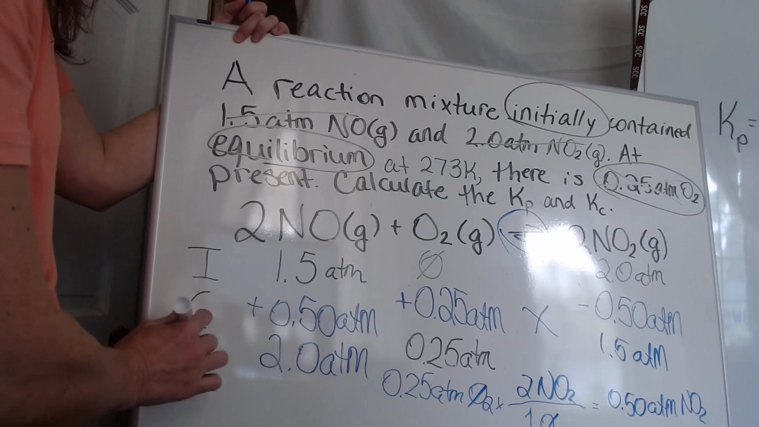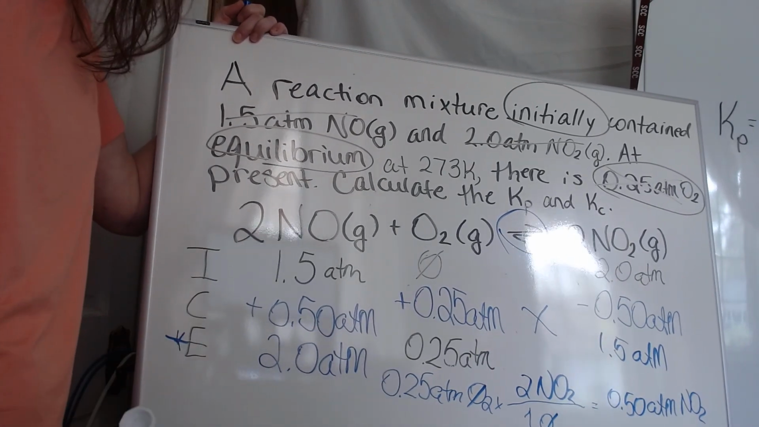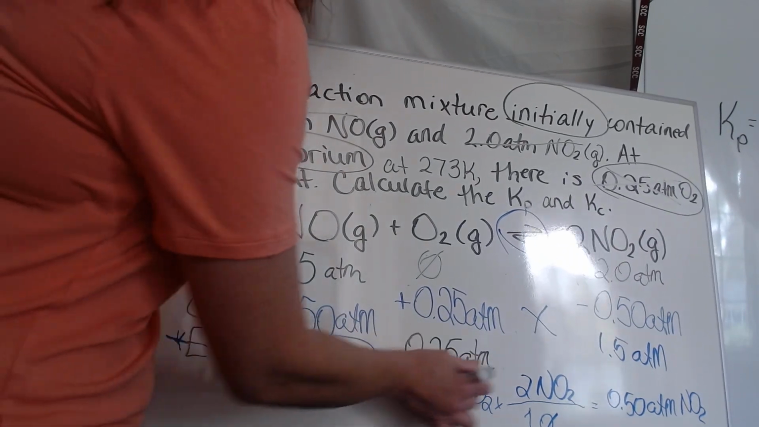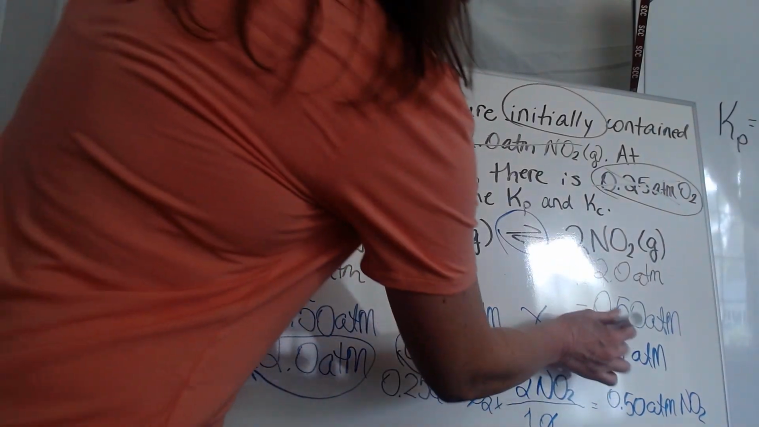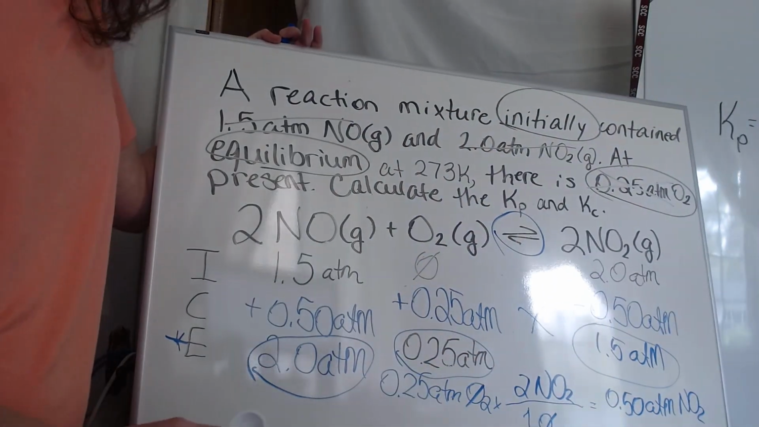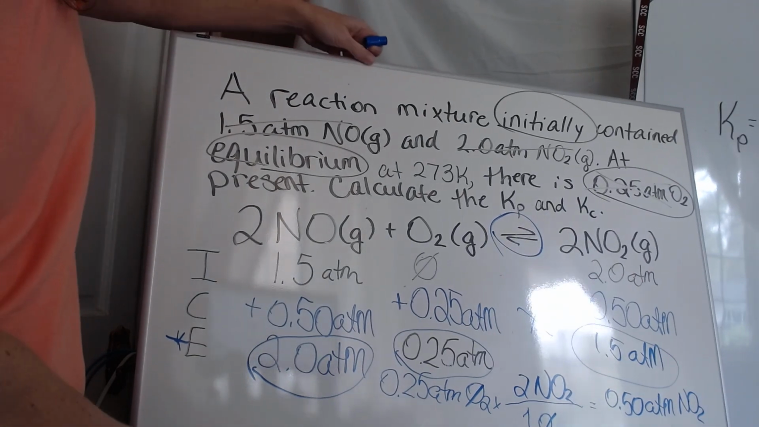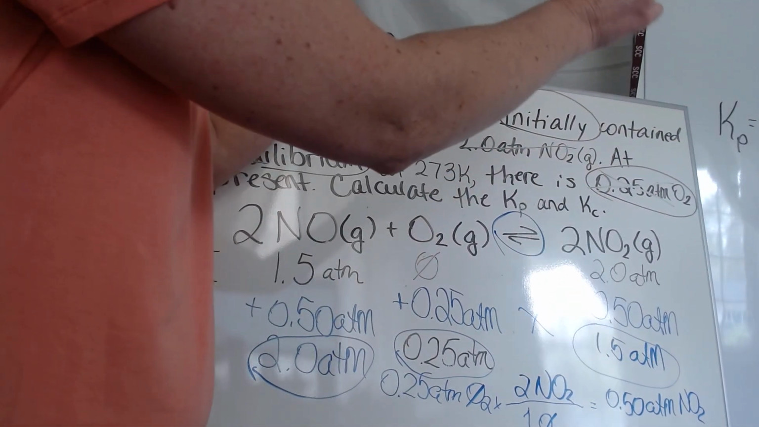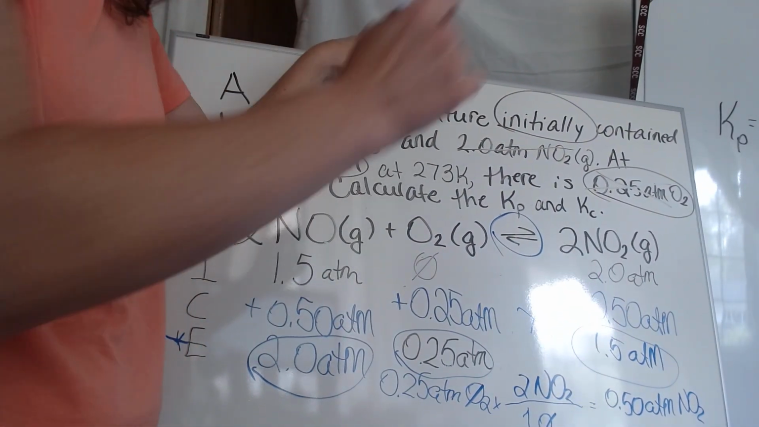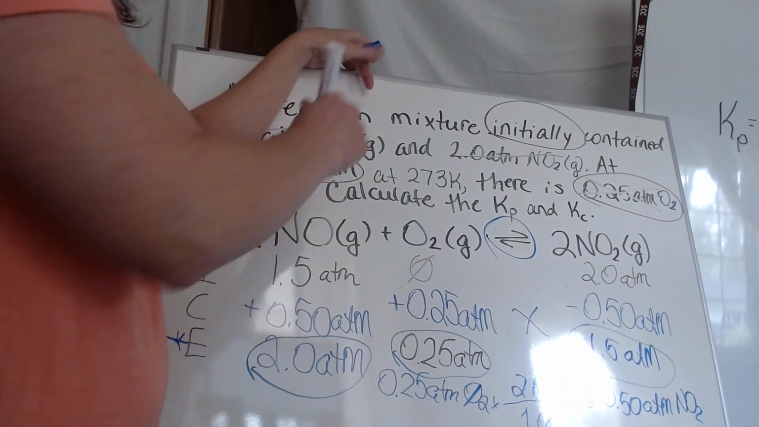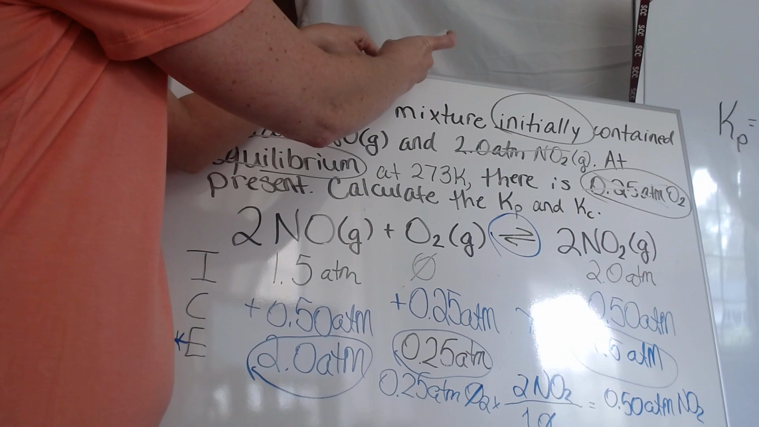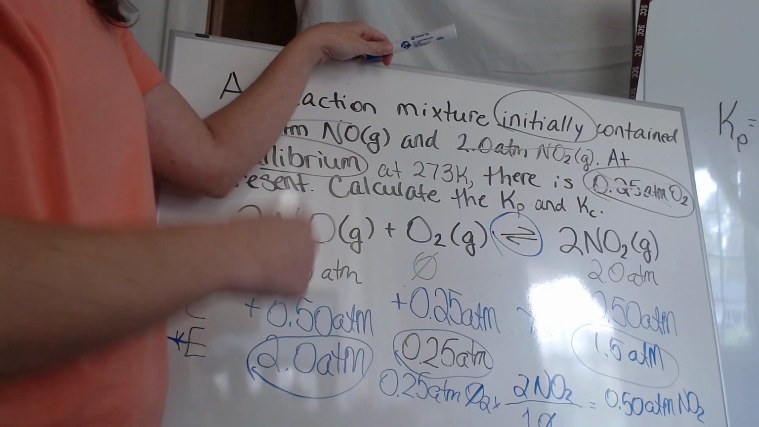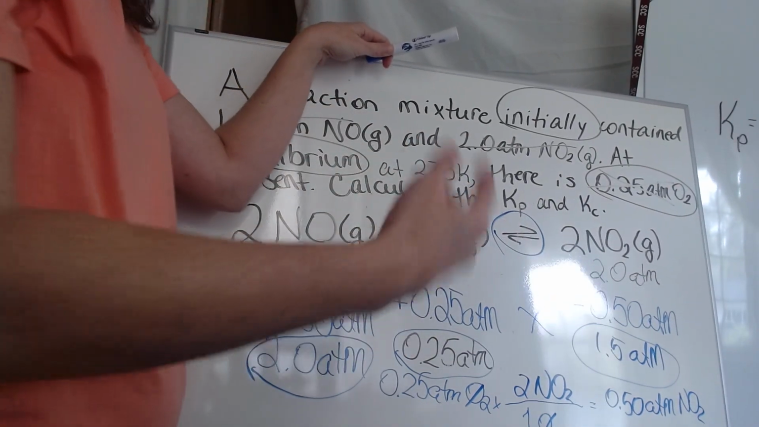So I have equilibrium amounts for each of the chemicals. I've got 2 atmospheres of NO, 0.25 atmospheres of O2, and 1.5 atmospheres of NO2. Once you have an amount for each of these, you're then going to plug those amounts over into the expression. So I want you to pause the video and take these quantities and plug them into your equilibrium constant expression and see if you can use these equilibrium quantities to calculate the K sub P.